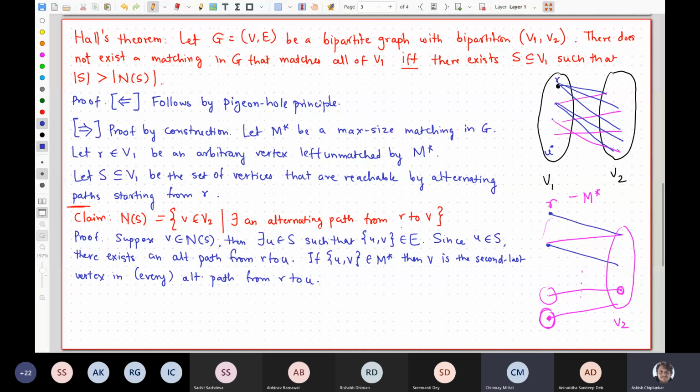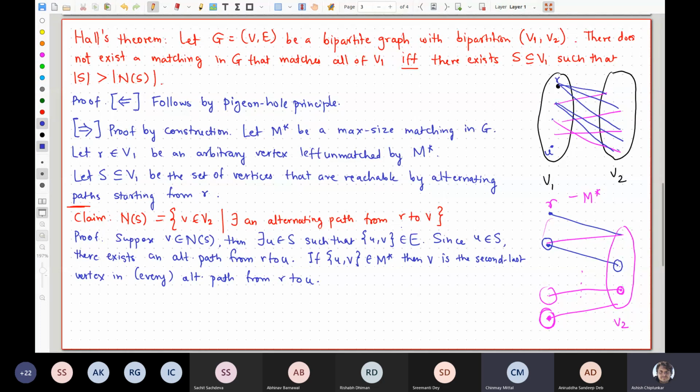Sir, for example, on the diagram, if I take the second dot from the top, that can belong to NS, right? This one? On the right side. This one? Yes, sir. So here, what is U for this particular V?